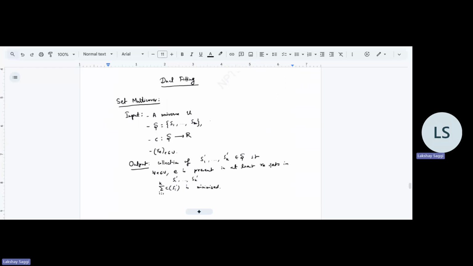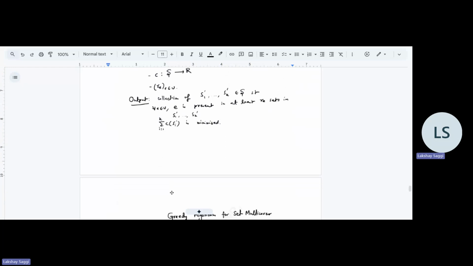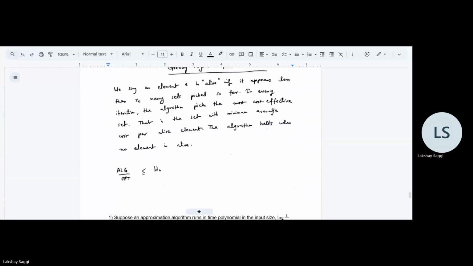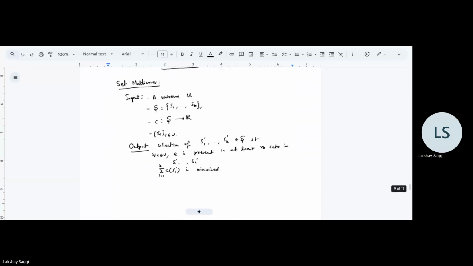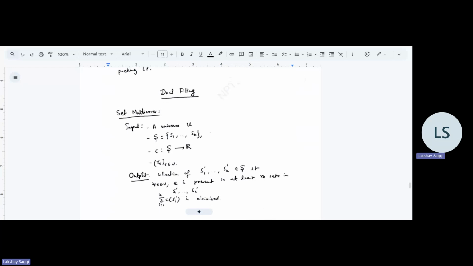E is present in at least RE sets among S1 prime till Sk prime, and the summation of the cost of these sets is minimized. So this is the set multi-cover problem. Again, one can think of some additional constraints, although in this problem there was no discussion about additional constraints.